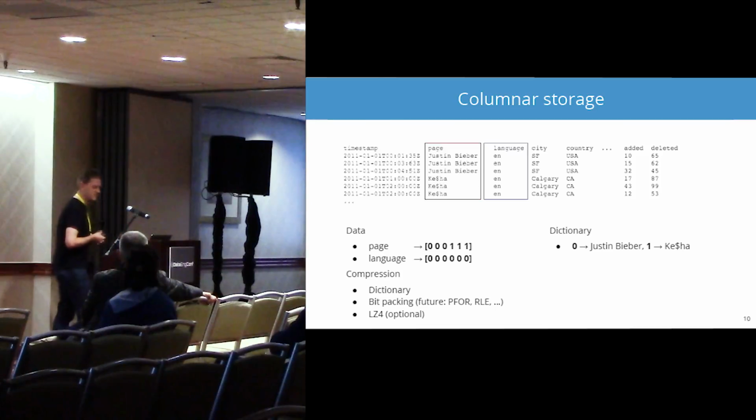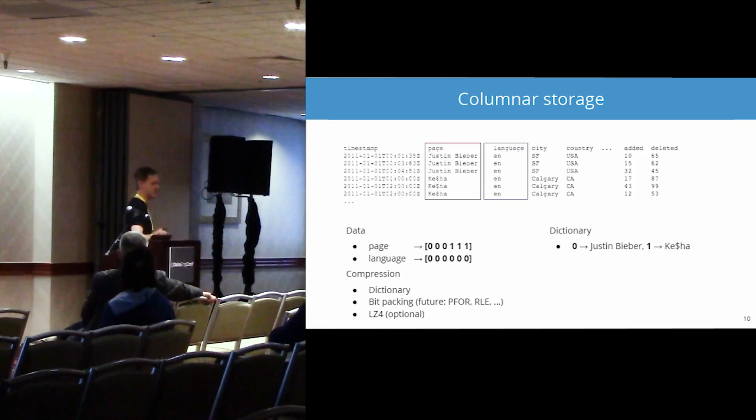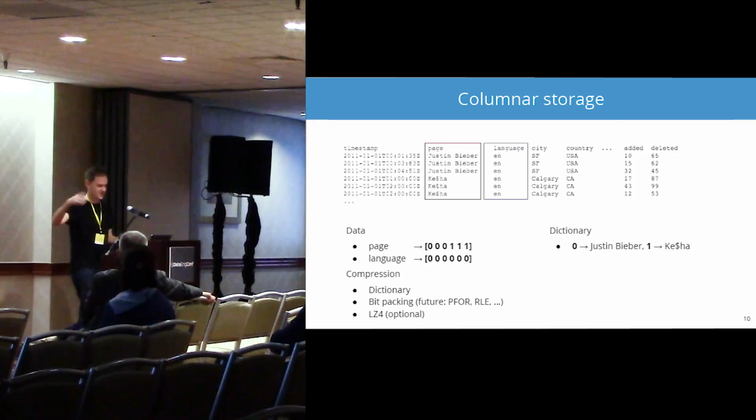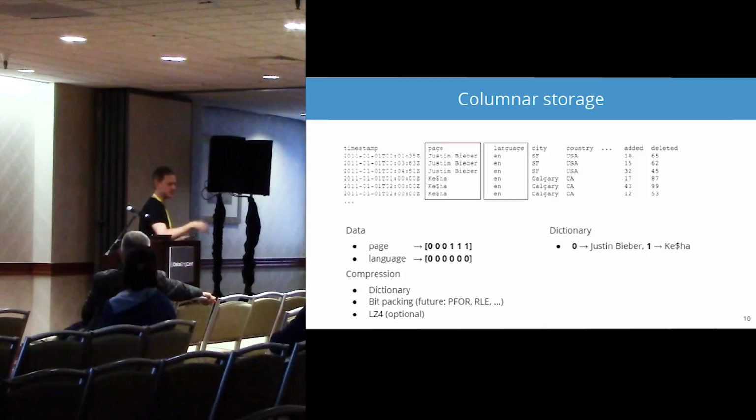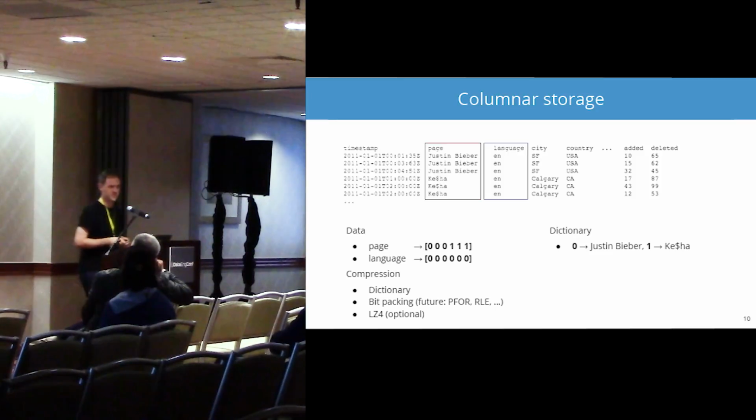In the future, we're currently working in the Druid community on other kinds of compression. There's frame of reference compression that we're looking at, and run length encoding, which is great for situations where you have a very sparse column, with mostly nulls and then a value. You don't want to store a few bits for every null. You want to say, I have 100 nulls, and that's it.